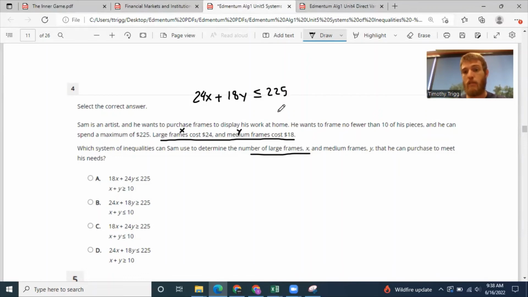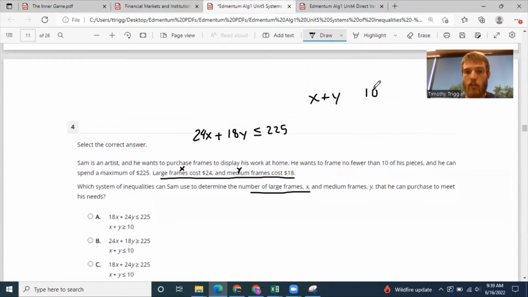Because that's his budget, right? He can spend a maximum of 225. Now, the second inequality has to do with the fact that he wants no fewer than 10 of his pieces. So I'm going to let you try to figure out which inequality symbol would go here. Would it be a greater than, a less than, a greater than or equal to, or less than or equal to, based on the fact that he says he wants to frame no fewer than 10, okay?